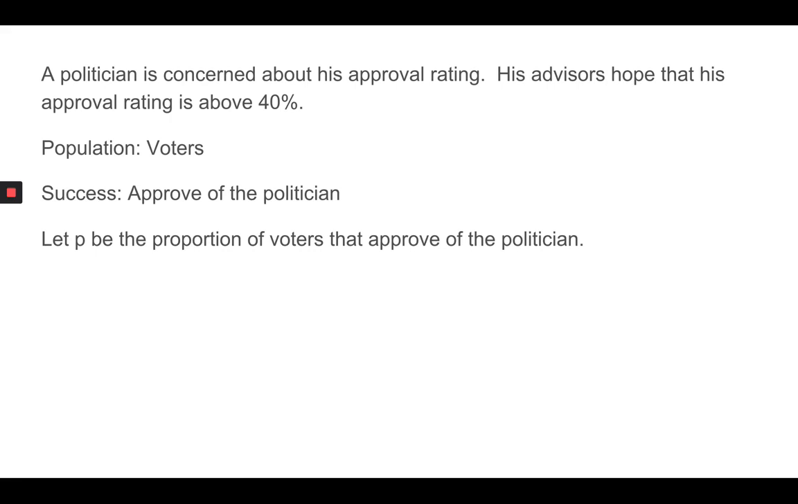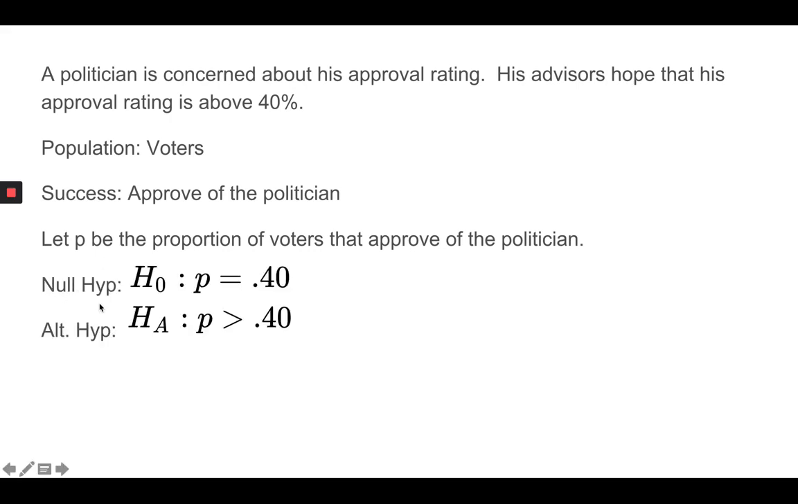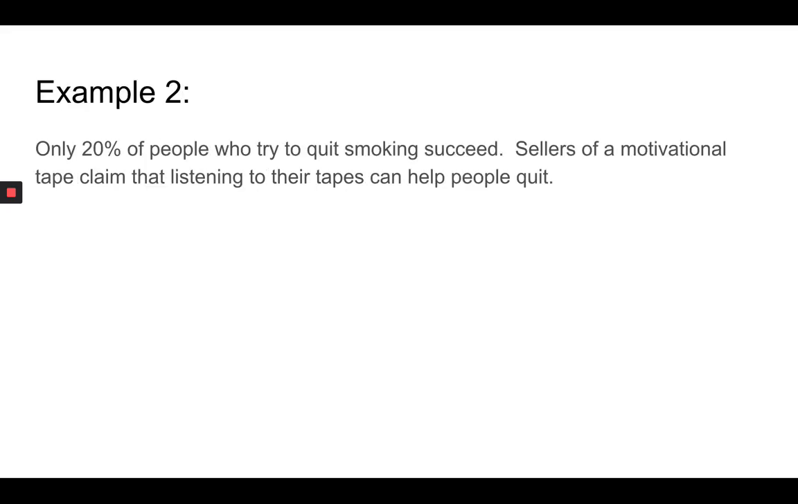Then our hypotheses: the number we're concerned with, is it 40% or is it above 40? So the null hypothesis is P equals 0.40, meaning 40% of voters approve of him, versus the alternative, P is greater than 40. Why do we use greater than? It says above right there. When we actually do a problem with this, we'll have a sample that also suggests that more than 40% approve of him.